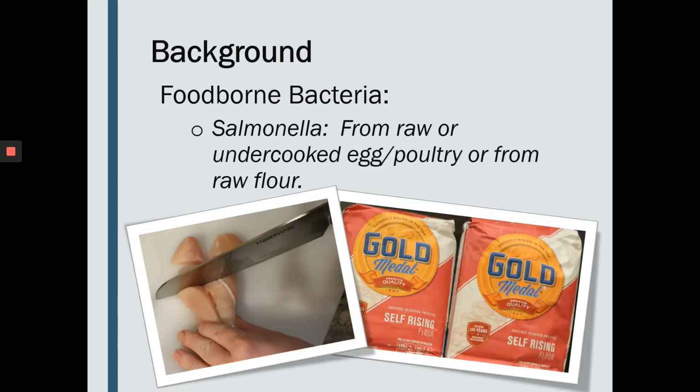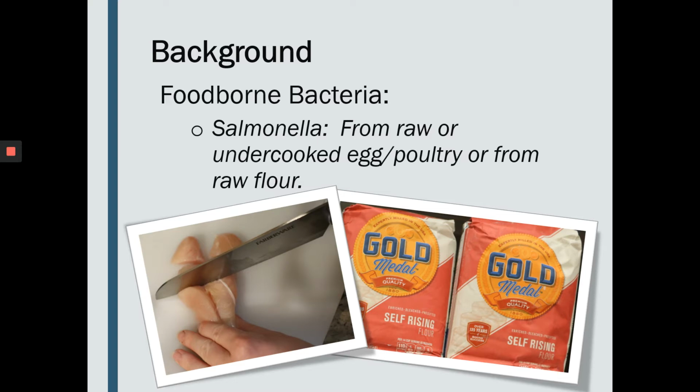Another common foodborne bacterium is Salmonella. Raw eggs, poultry, and produce are common sources of Salmonella. Salmonella can also survive on low-moisture foods, or foods that don't contain a lot of water, like spices and flour.